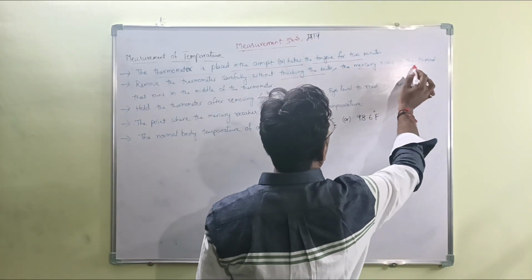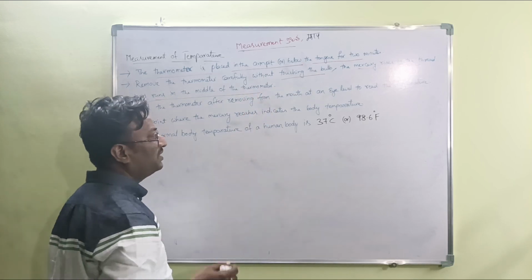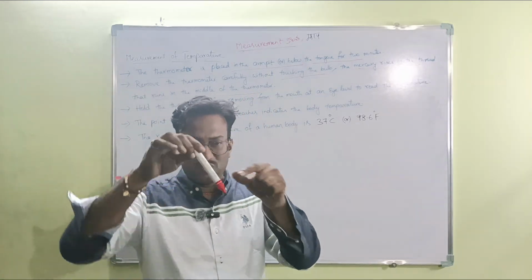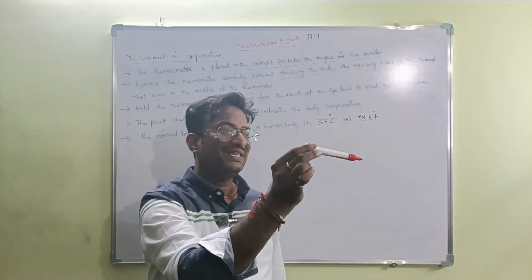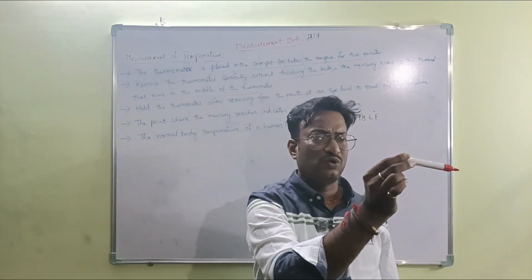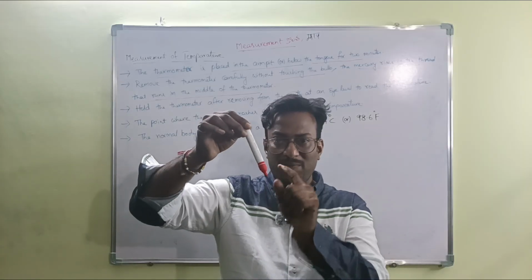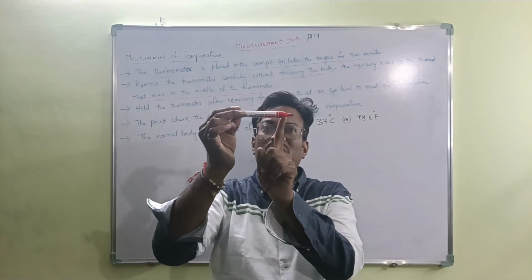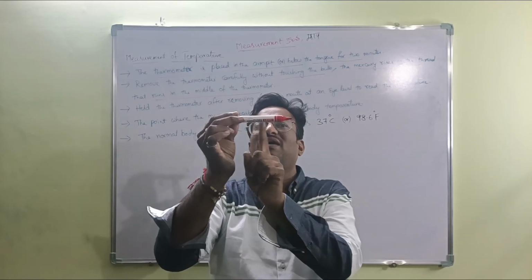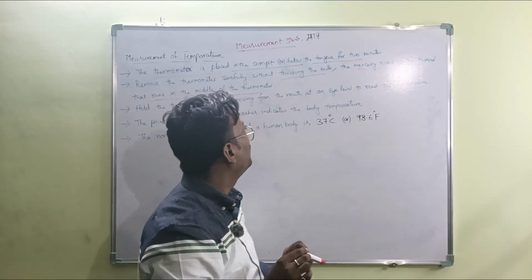The mercury rises in the thread that runs in the middle of the thermometer. Just consider this to be the bulb. After keeping it in the mouth for 1 minute or 2 minutes, you should remove it without touching the bulb, and if you see like this, the mercury level is going to be raised in the middle of the thermometer. That will be observed.